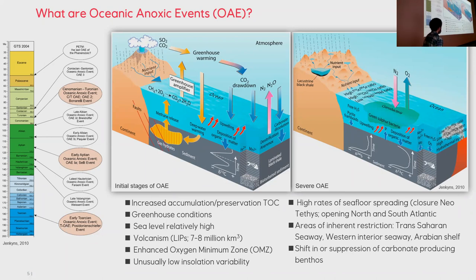So we have, of course, an increased accumulation and preservation of organic carbon, and a lot of that is related to an increased occurrence of plankton within the ocean system. Most of these events occur in intervals where we have greenhouse conditions, that is very, very warm conditions where we don't have ice at the poles.